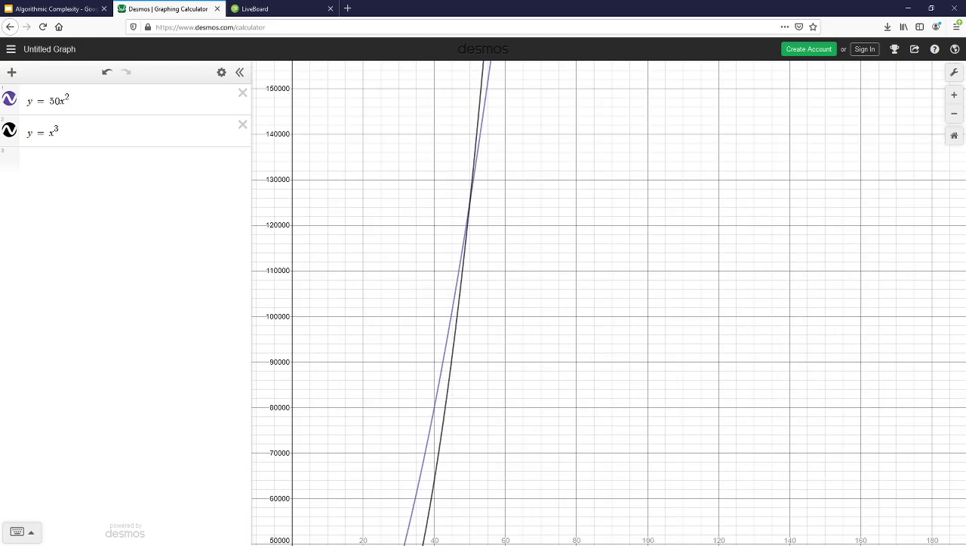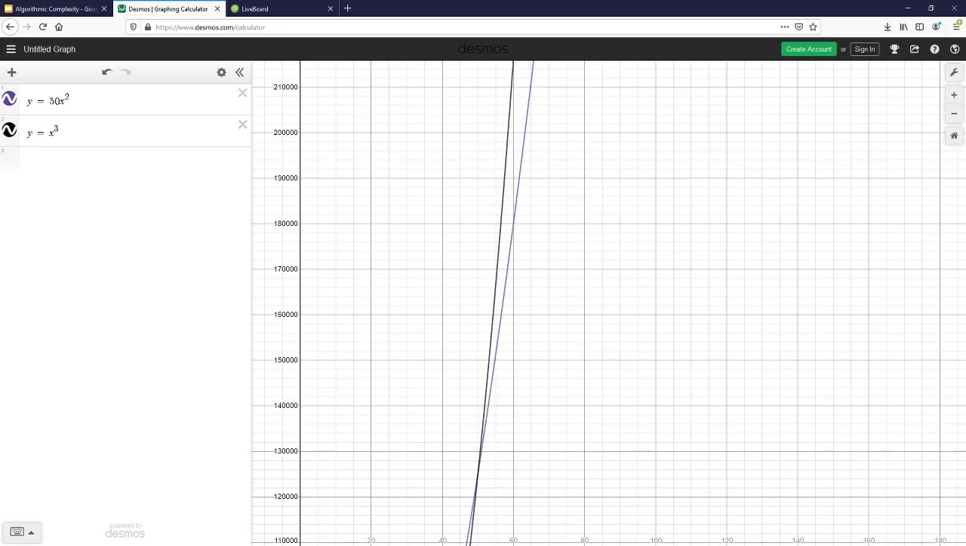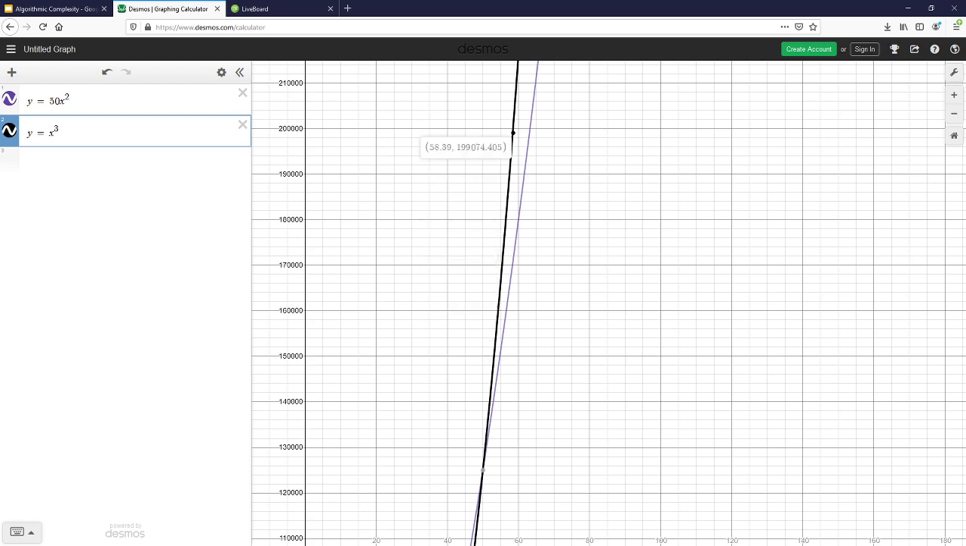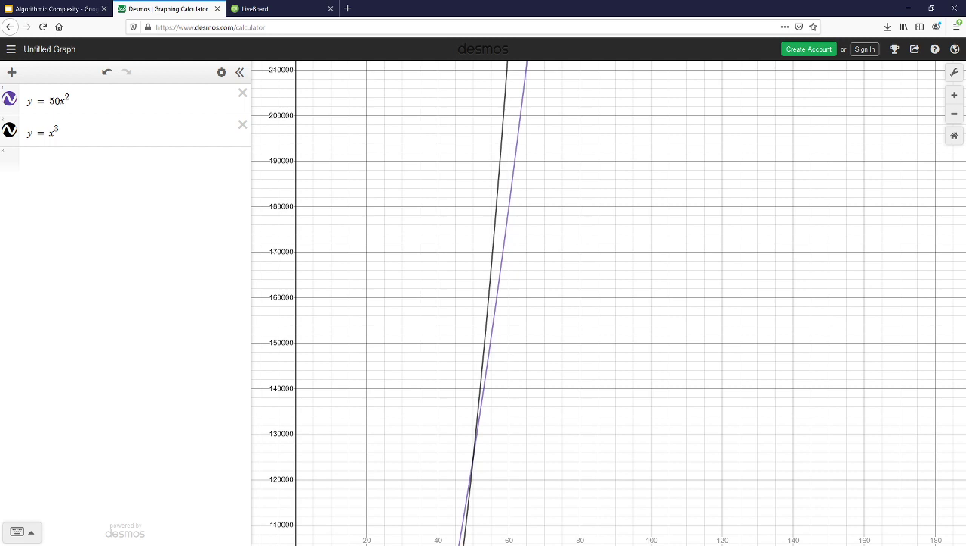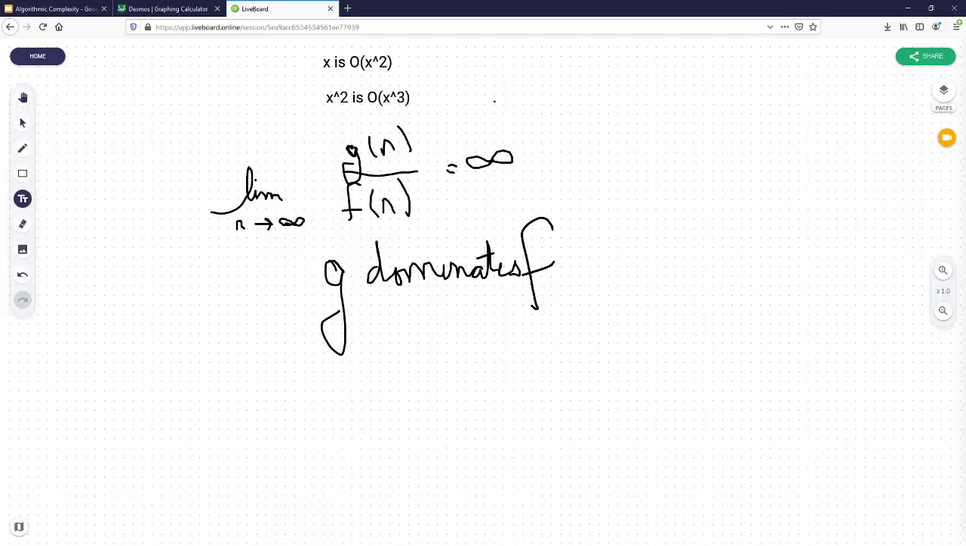And so we see that up here, eventually, x cubed is going to cross over x squared again, even after you attach this constant onto it. It's going to get him. And if you've taken enough calculus, you should basically know this already, right? Because if you take x cubed and you divide it by 50x squared, what are you going to get?